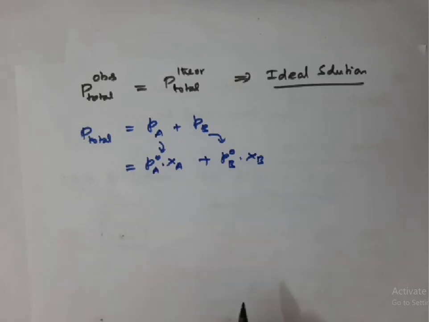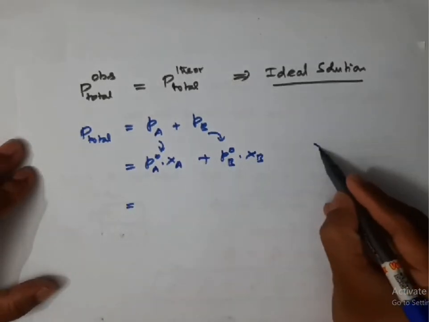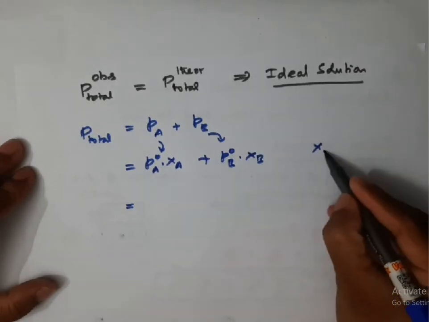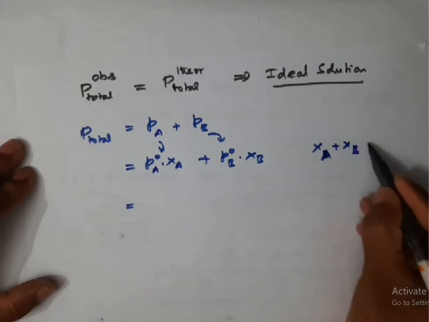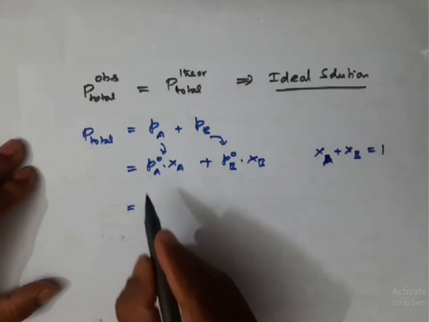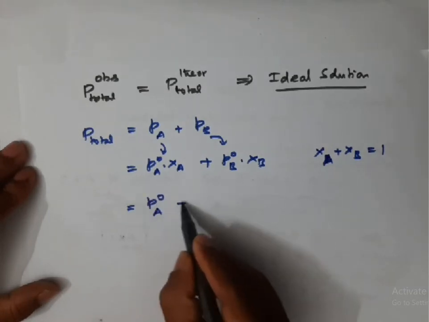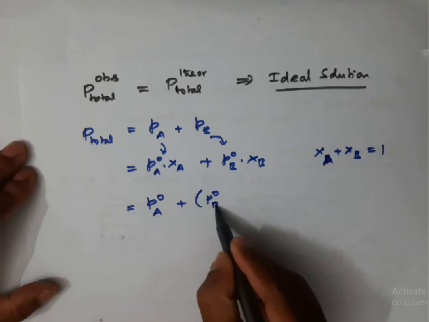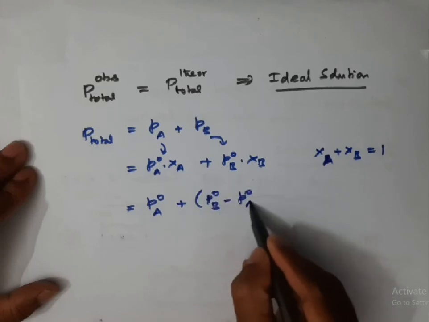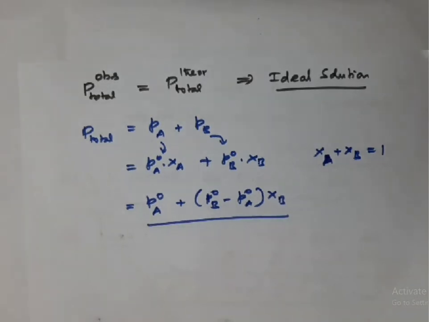Now, in the last class, you know very well, since the solution consists of only two components, the mole fraction of A plus the mole fraction of B should be equal to 1. Using this relation, last class we derived the expression: P naught A plus P naught B minus P naught A into XB. We have derived a relation like this.